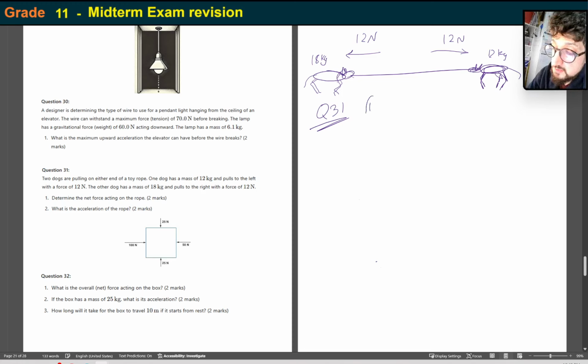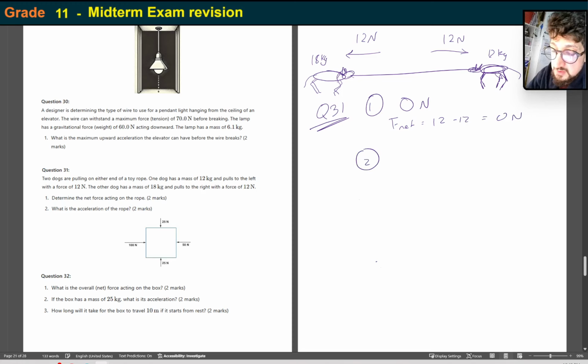So to determine the net force, it's going to be 12 minus 12, so it's going to be 0 newtons. That's the net force acting on it. So I'd write force equals 12 minus 12. So F net is going to equal 12 minus 12, which equals 0 newtons.